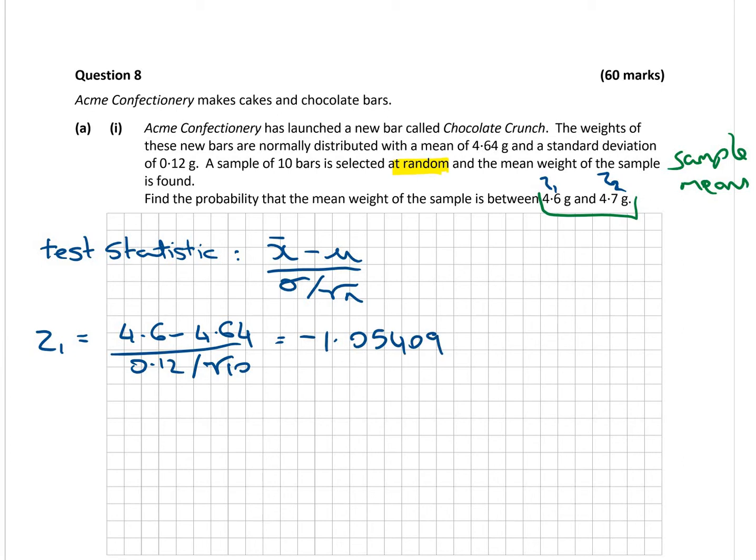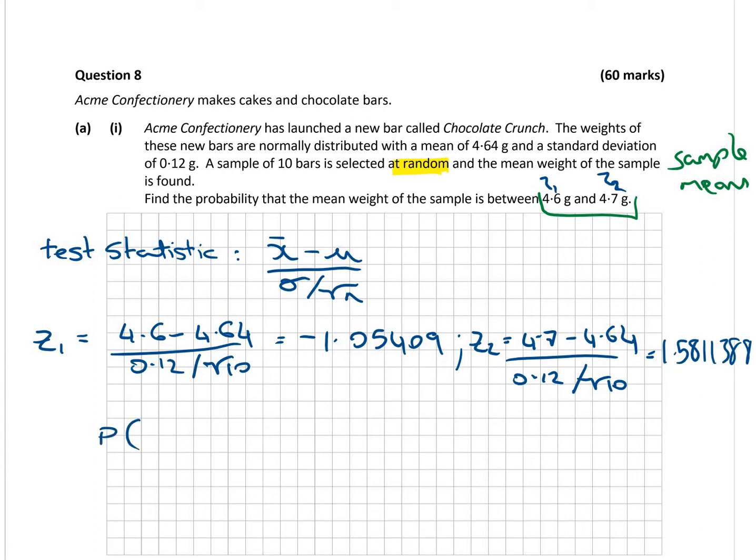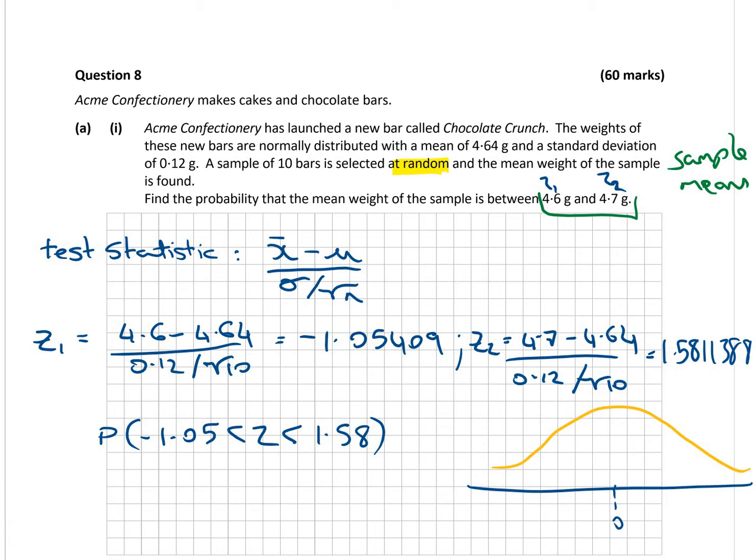Minus 1.05409 for that one. Our second z-score is now going to be 4.7 minus 4.64 all over 0.12 divided by root n, and that's going to give me a result of 1.5811388. So what I'm looking for here is the probability of finding a value, i.e. a z-score, in between 1.58 and minus 1.05. So if we just draw that out, we have a result which is 1.58 and we have a result which is minus 1.05.